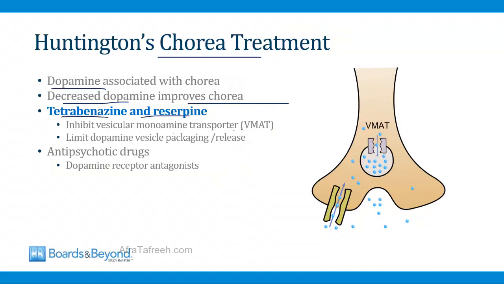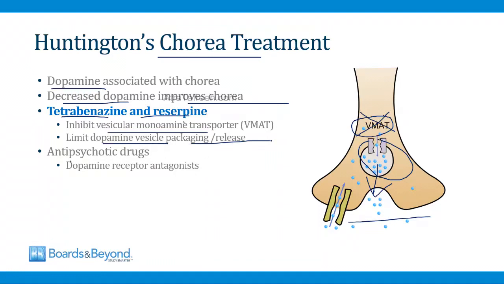These drugs inhibit VMAT, which is the vesicular monoamine transporter. What VMAT does is it picks up dopamine and packages it in vesicles in neurons, which will then be released and allow the dopamine to go into the synaptic cleft. So by inhibiting VMAT, you limit the amount of dopamine in vesicles and the amount released into the clefts of the synapses in the central nervous system. Second-line drugs are antipsychotic drugs, which are dopamine receptor antagonists, but tetrabenazine and reserpine have been used to treat Huntington's for a long time, and they remain the first-line therapy.